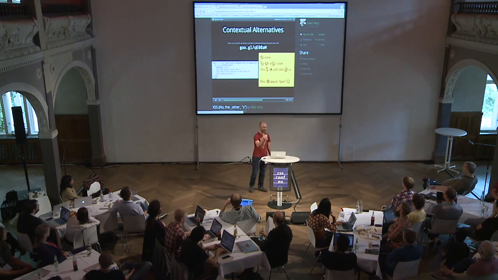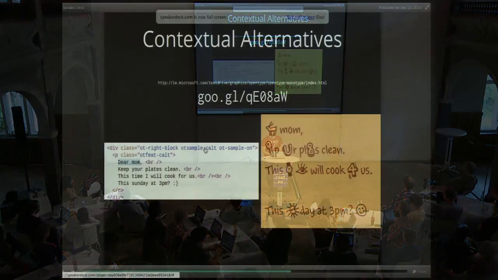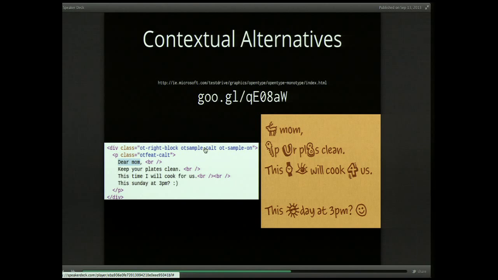So if you look at this, I need to go back into full screen mode. If you look at this, you'll see that the text on the page is, "Dear Mom, keep your plates clean. This time I will cook for us this Sunday at 3." So it's a very beautiful letter from a child to a parent. And we see that it's been made even more beautiful by the presence of a WOFF font that says, every time you see the 4 characters DEAR, replace them with a picture of a deer, because a picture of a deer is lovable and happy and makes everyone just thrilled to get a letter like this.